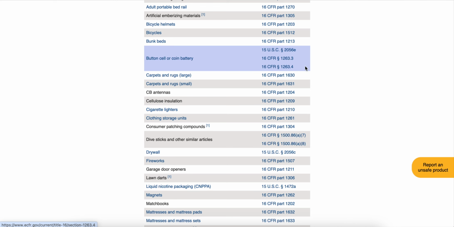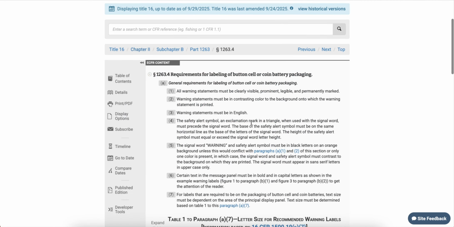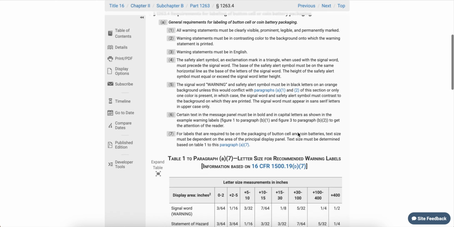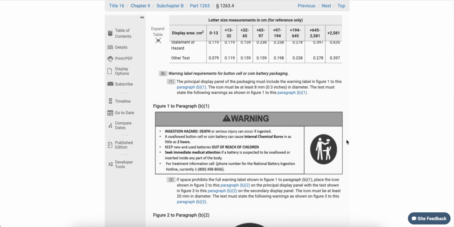And if you go here to part 1263.4, we can, for example, find requirements for labeling of button cell or coin battery packaging. We can find detailed information about warning labels that must be present. So this is actually found within the ECFR.